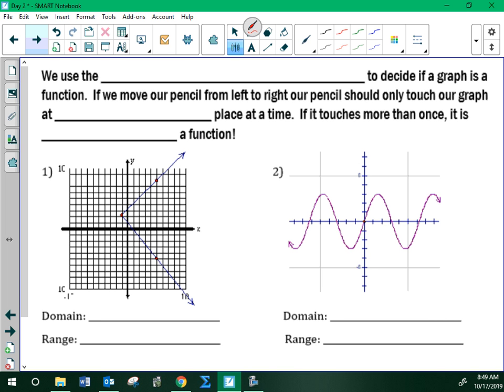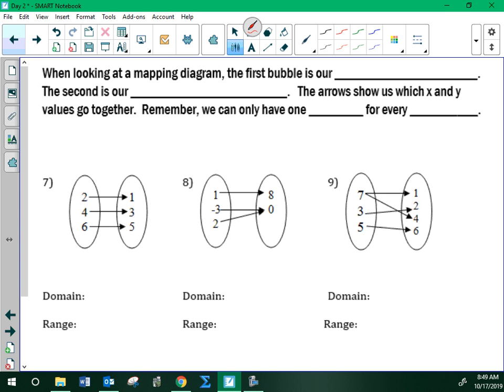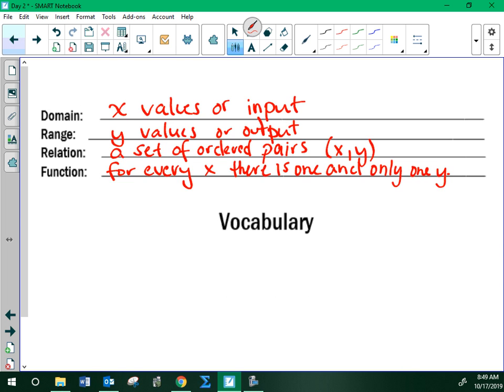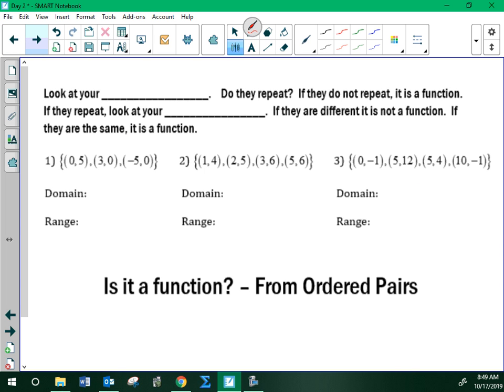So there are a bunch of different ways they can present relations to us. We're going to take a look at each one and how we know if it's a function. And again, a function means for every x, there's one and only one y.